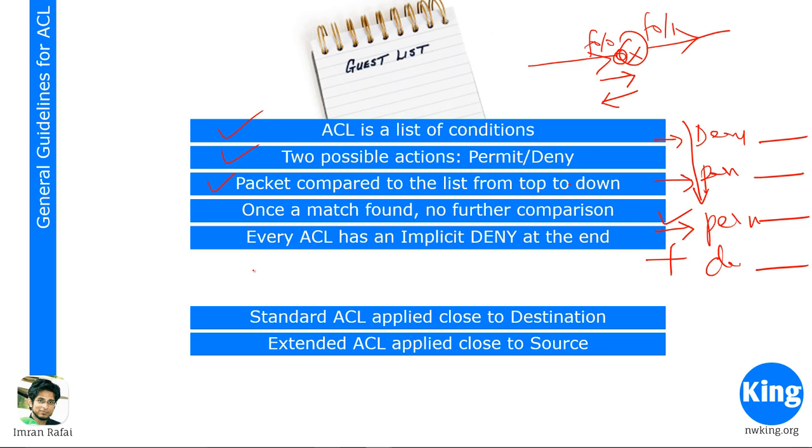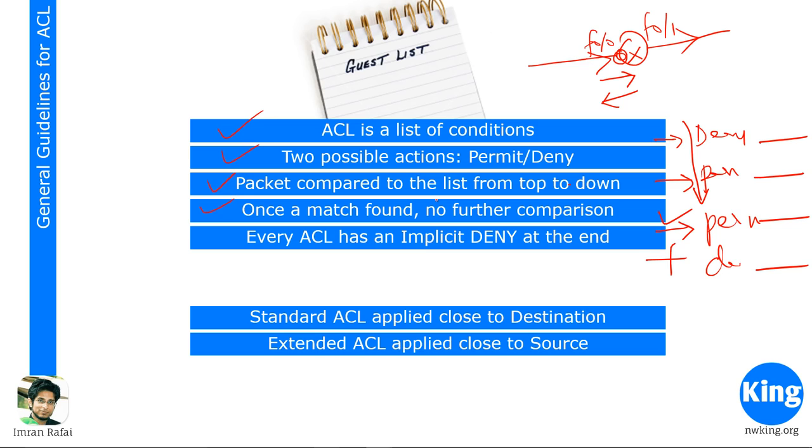But once that match is found, it doesn't go any further. It doesn't compare the conditions that follow, right? So it stops there, and it takes action depending on permit or deny, and then it goes to the next traffic and starts from the beginning all over again. So once a match is found, that's it, done. They discard or permit that traffic, and then they go to the next traffic.